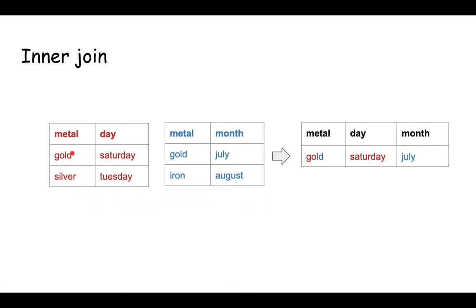Now the only common key, if we look at these two tables, is gold. So gold is in the left table, gold is in the right table, and we get gold in the output, and that has the day, which is Saturday, from the left, and the month is July from the right table. Here silver is ignored because it's not in the right table. Iron is ignored because it's not in the left table. So that's how the inner join works.